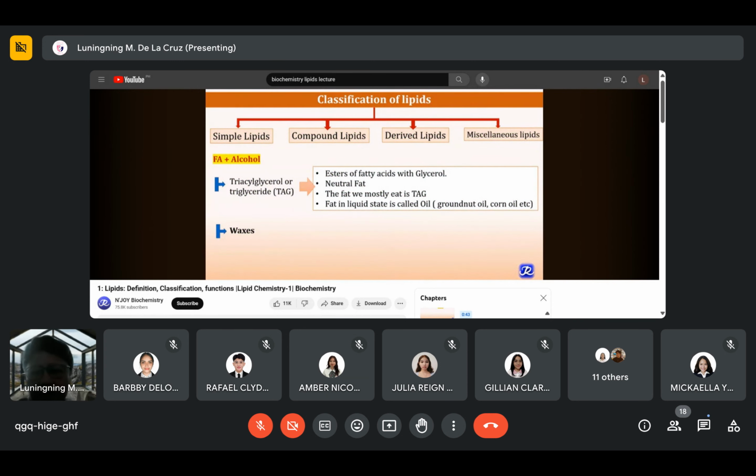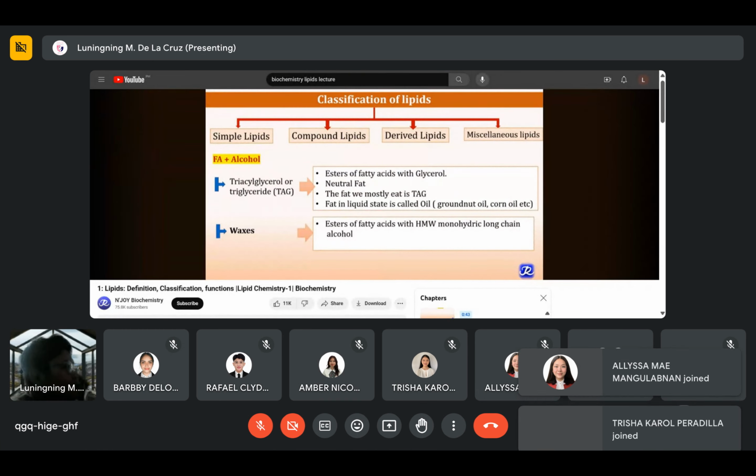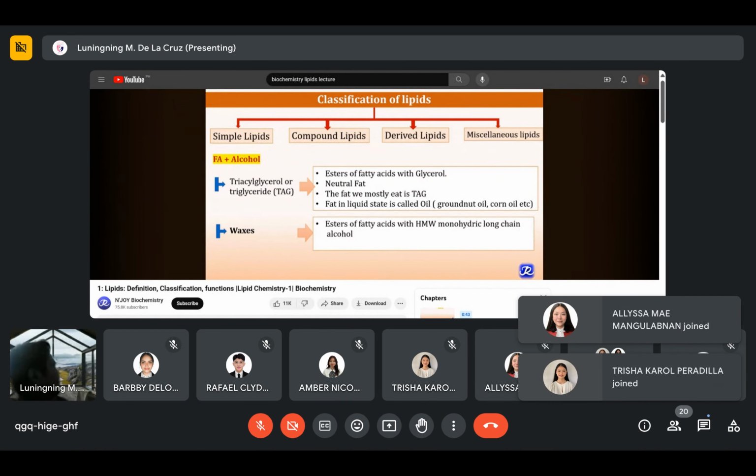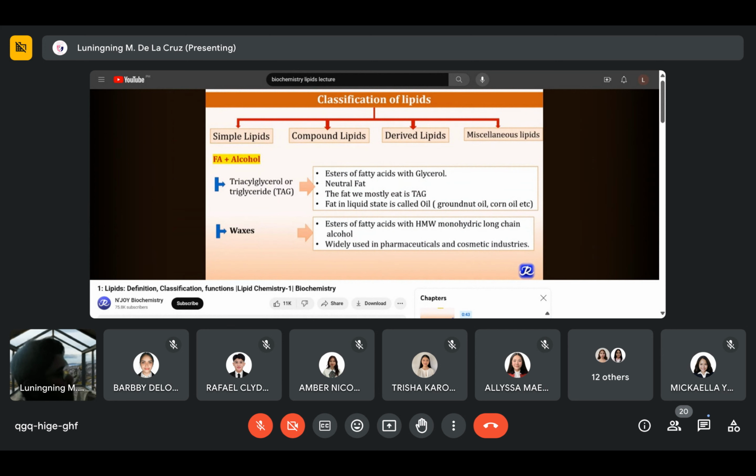Fat in the liquid state is called oil, for example the vegetable oils like groundnut oil, corn oil, etc. And the waxes are esters of fatty acids with high molecular weight monohydric long chain alcohol, and they are not important in human metabolism, but they are widely used in pharmaceuticals and cosmetic industries to make certain lotions and ointments.